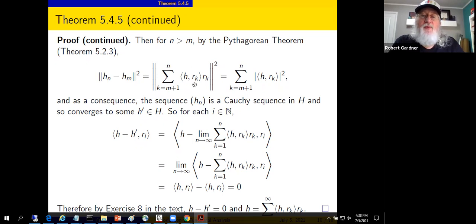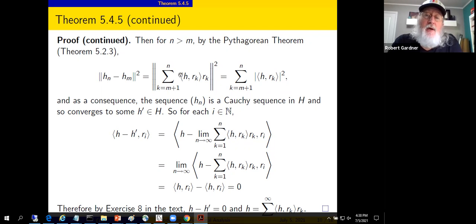Here's what we get for the difference. We get the norm squared in both cases. Pythagorean theorem says this equals the sum of the moduli squared. It's a finite sum. This is the Pythagorean theorem. A squared plus b squared equals c squared, kind of writ large. It's for more than just two vectors here. But anyhow, it's the Pythagorean theorem.